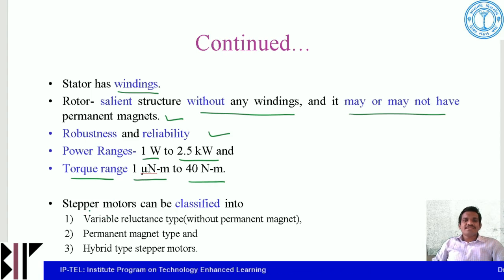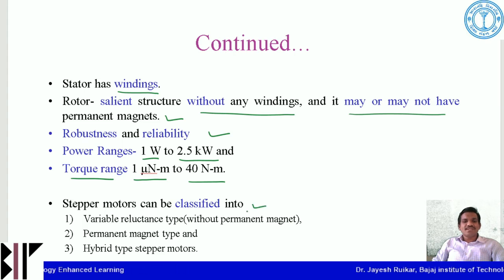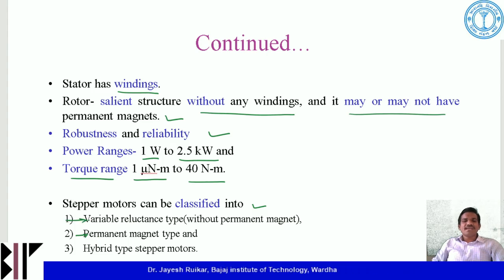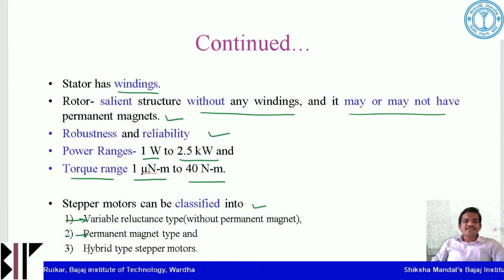Next point is that the stepper motor can be classified into types. One is with permanent magnet type. Another one is without permanent magnet, which is also called variable reluctance type. And the third is the hybrid type stepper motor.